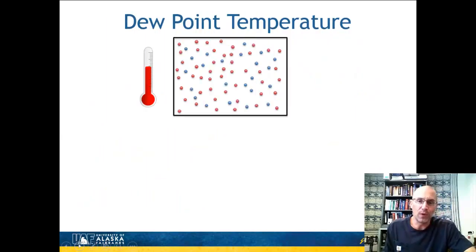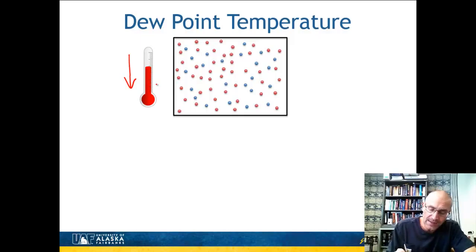I want to talk about the dew point temperature now. And so what we'll see in this slide and the next one is there's a couple other ways to quantify the amount of water vapor that's in air. We can use the relative humidity or the absolute humidity. We can also do something called the dew point temperature. So let's imagine this experiment.